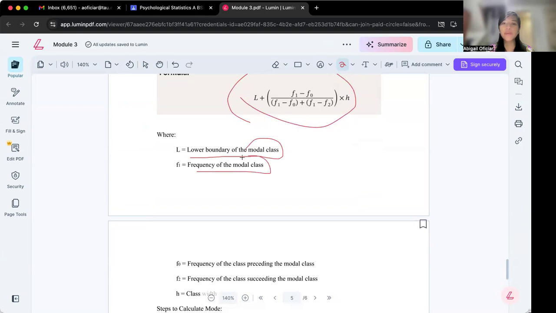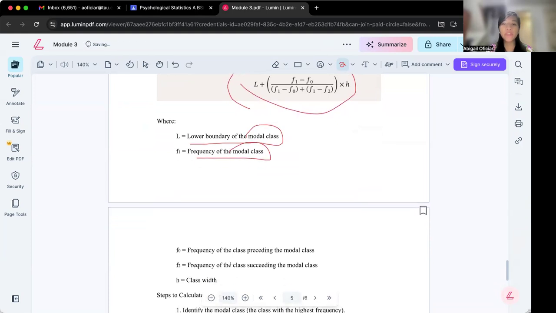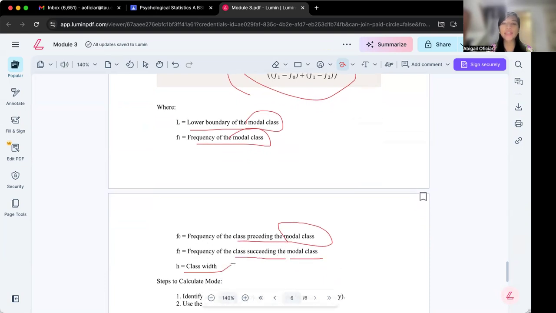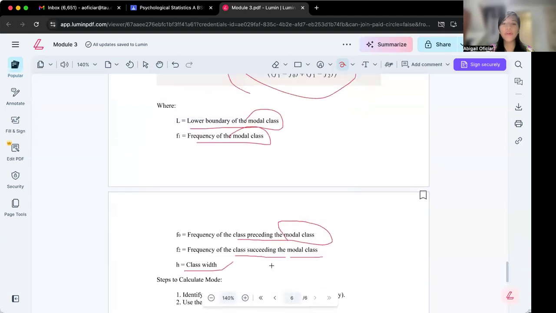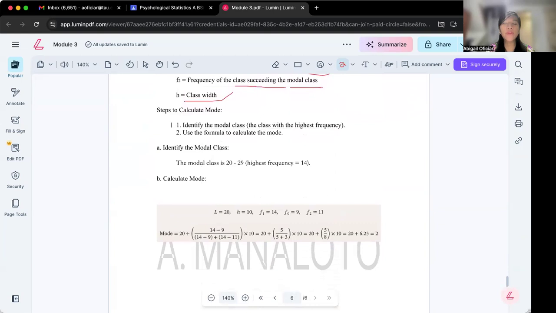F1 is the frequency of the modal class. FO is the frequency of the class preceding the modal class. F2 is the frequency of the class succeeding the modal class. And H is the class width. So let's calculate for the mode. So for the steps, first is identify the modal class. Then second, use the formula to calculate for the mode.